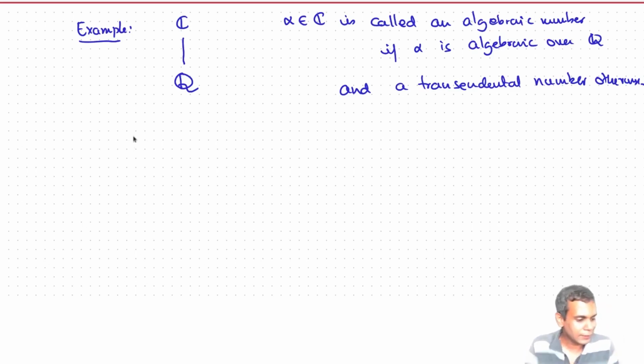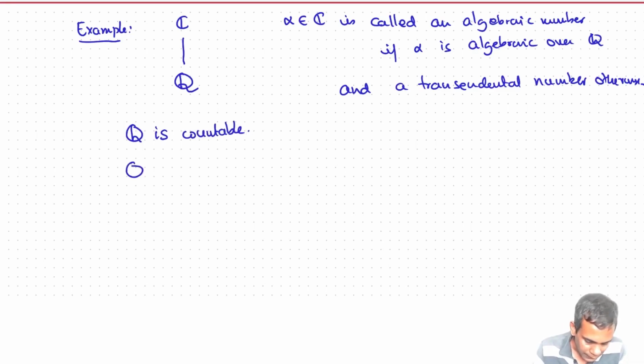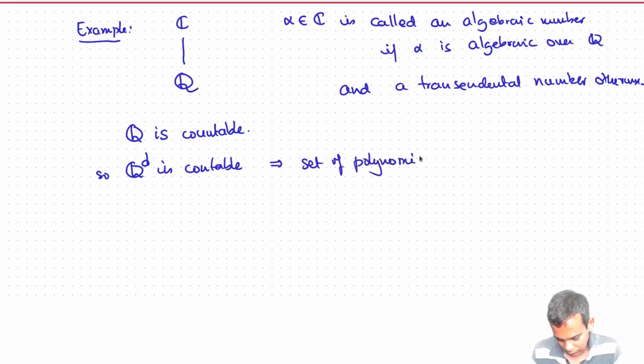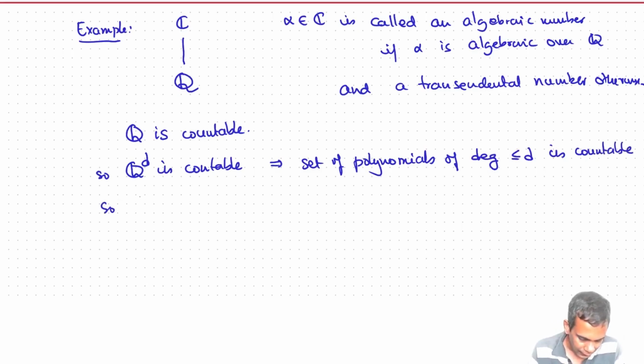How do you see that? Well, I'll just sketch the steps in the proof. So firstly, we start with the fact, which you all probably know, that Q, the set of rational numbers, is countable. Right? So that means that Q^D is countable. Which means that polynomials of degree D, they have D coefficients, each coming from Q. So the set of polynomials of degree less than or equal to D is countable. Which means that the set of all polynomials with rational coefficients is countable, because a countable union of countable sets is again countable.